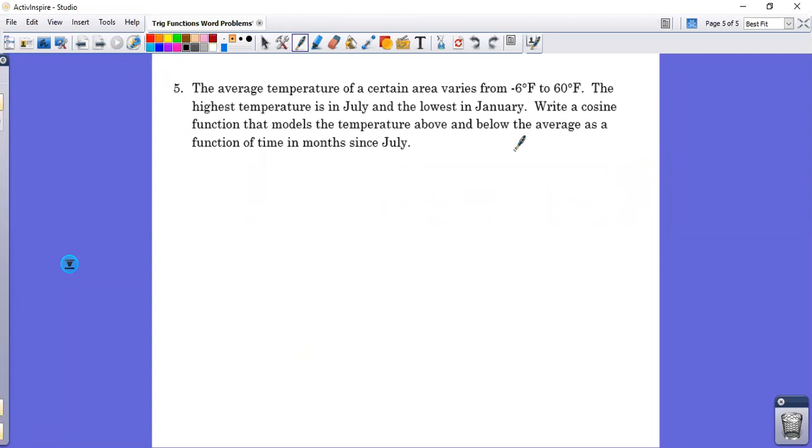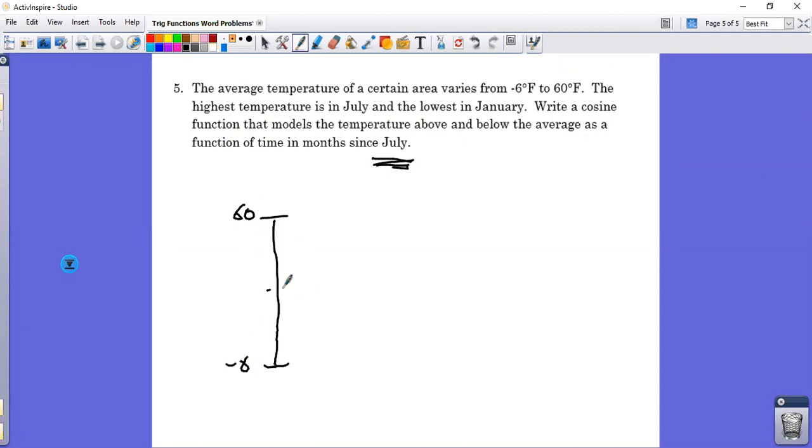Right, so one more. This time the temperatures go from -6 to 60. The highest temperature is in July, the lowest temperature is in January. Write a cosine function that models the temperatures above and below since July. So since the high temperature, right? So the high is 60, the low is -6.